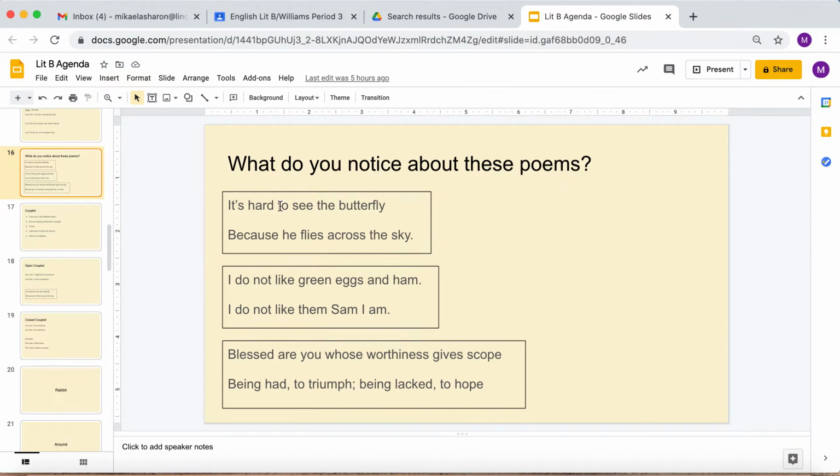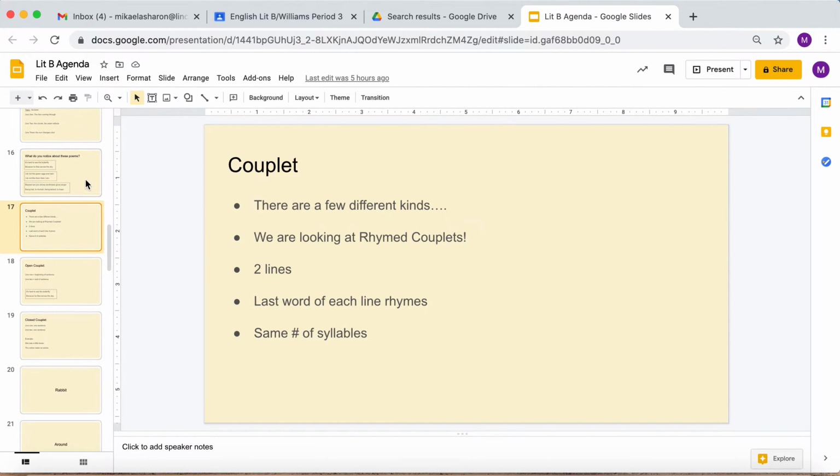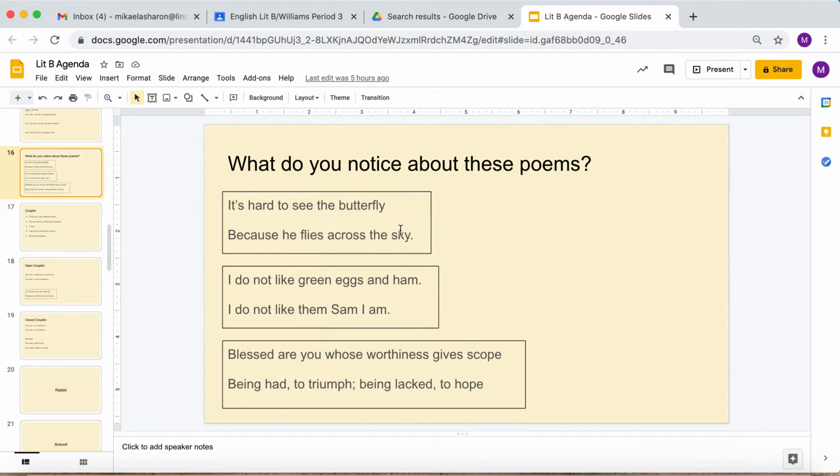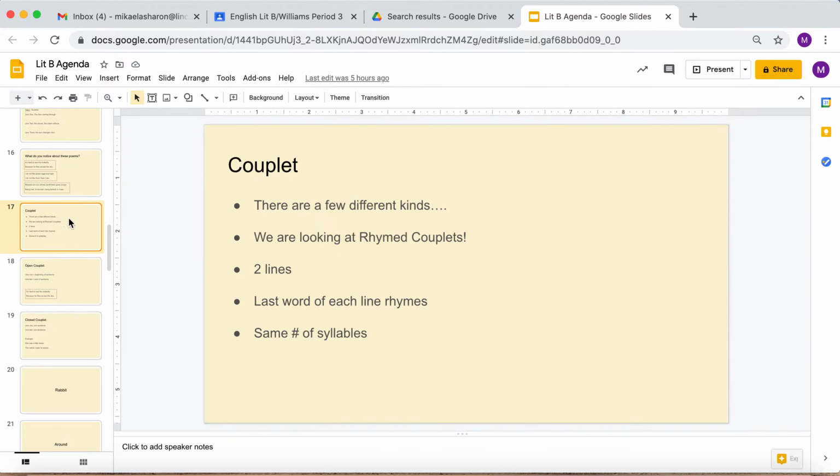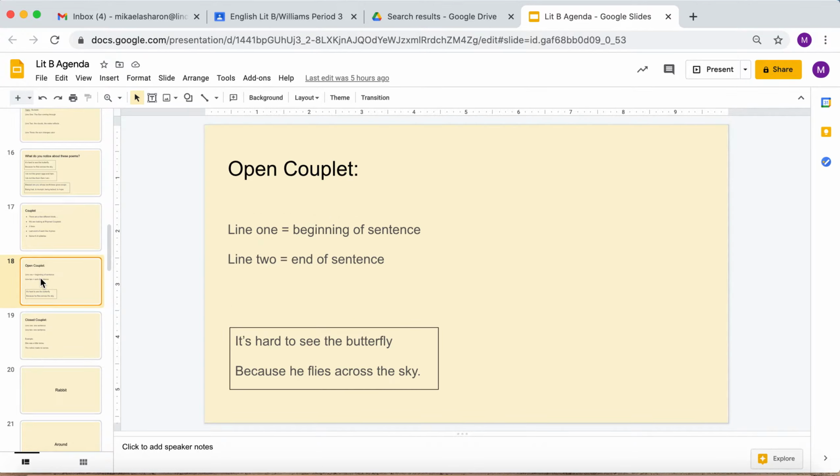And a rhymed couplet is when there is 2 lines in the poem or in the stanza, and the last word of each line rhymes, and then there's the same number of syllables in each line. So there's 2 different kinds of couplets that we talked about.